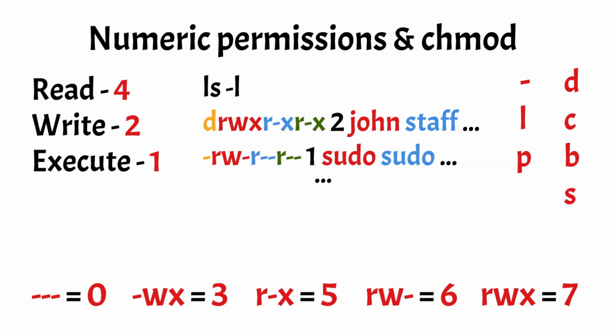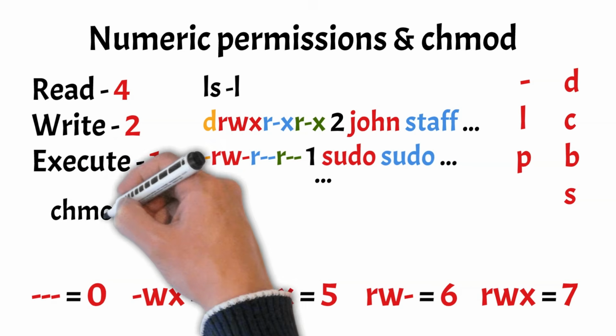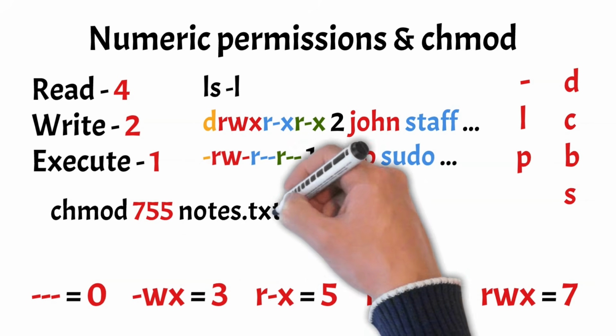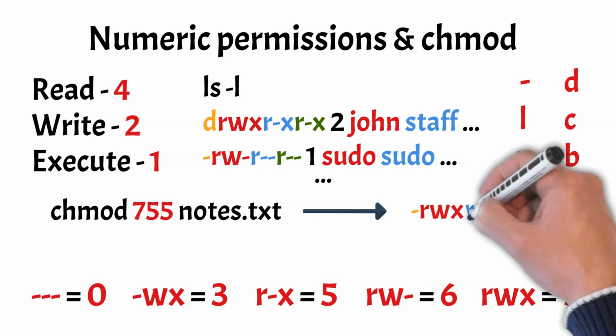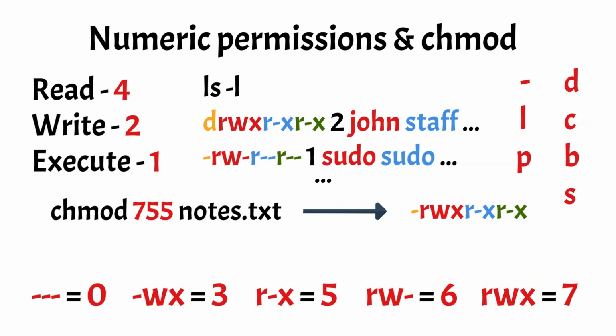Instead of specifying each permission individually, we can simply provide 3 numbers that correspond to the permissions for the owner, group, and others. For instance, running chmod 755 grants the owner full read, write, and execute access, while the group and other users receive read and execute permissions.